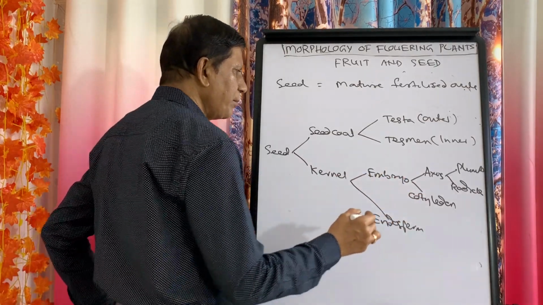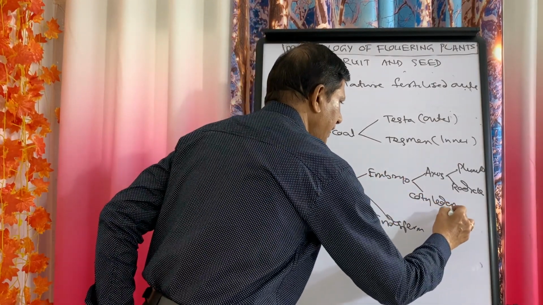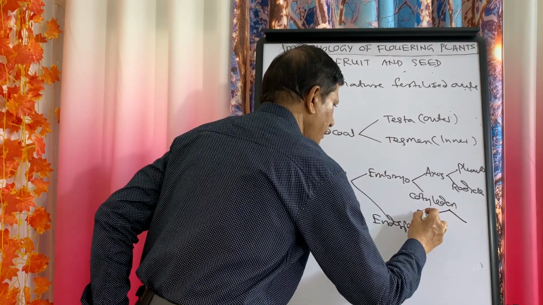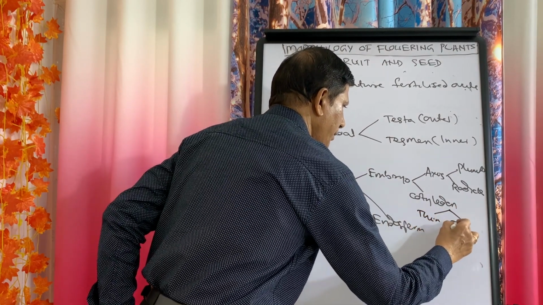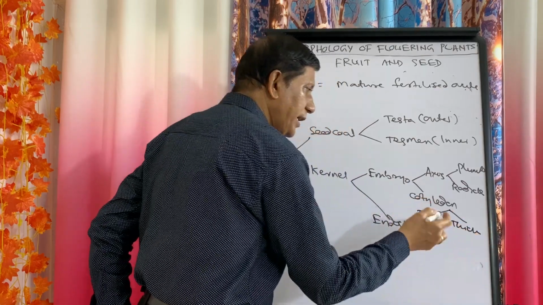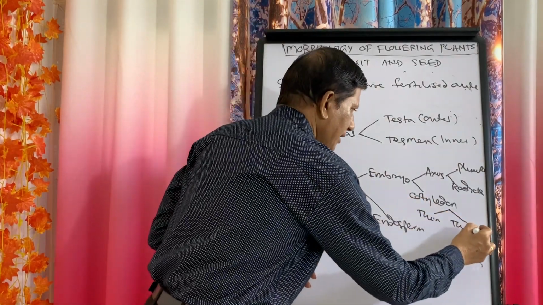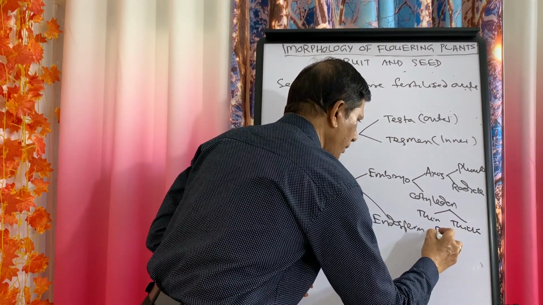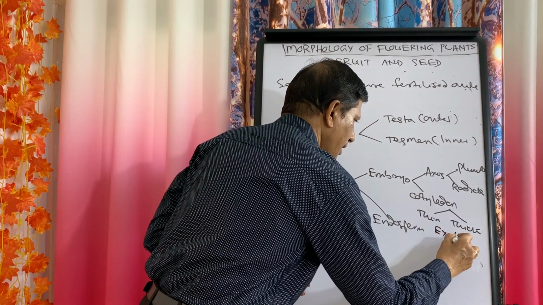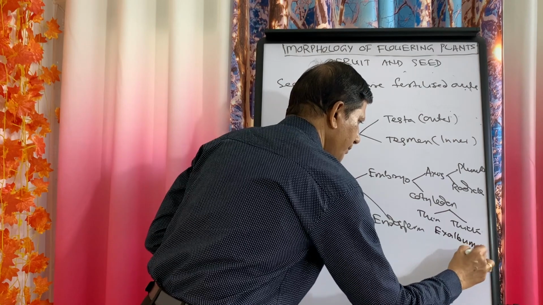The cotyledon may be thin or it may be thick. When it is thick, it stores food. In that case, this is known as exalbuminous.